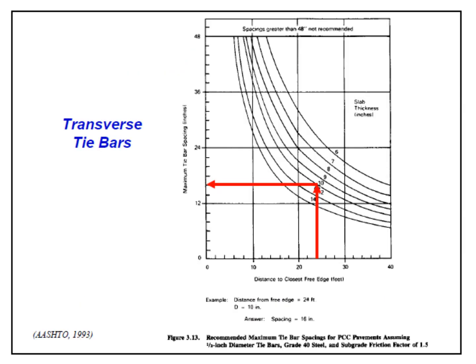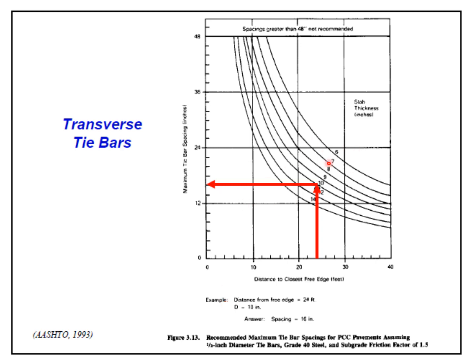Now if you just look at this particular slide, transverse tie bars. The title of this figure is recommended maximum tie bar spacing for PCC pavements assuming half-inch diameter tie bar, grade 40 steel and subgrade friction factor of 1.5. Now there is one example which is given. You can see in this example the distance from the free edge is equal to 24 feet and the thickness of the concrete slab is 10 inches.